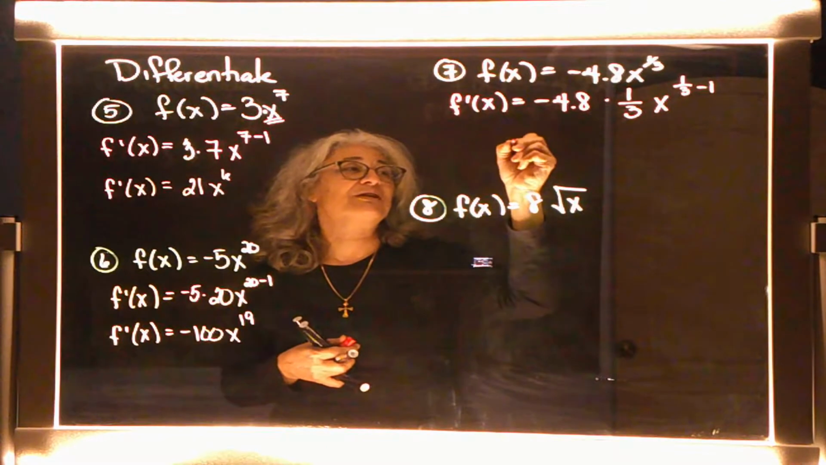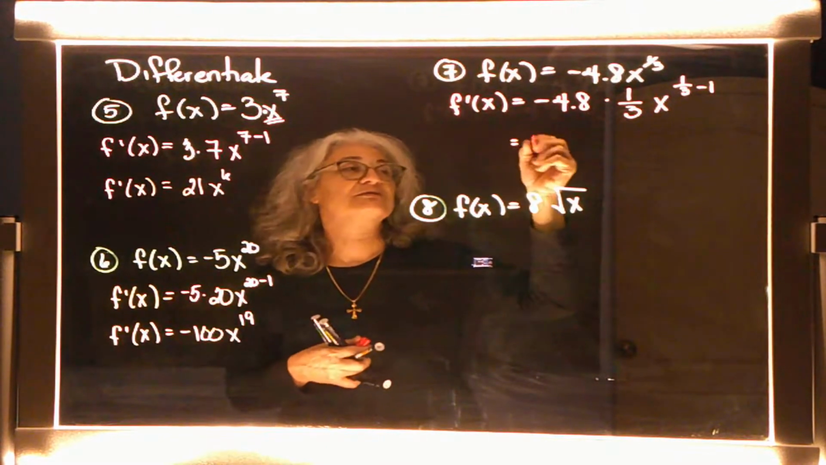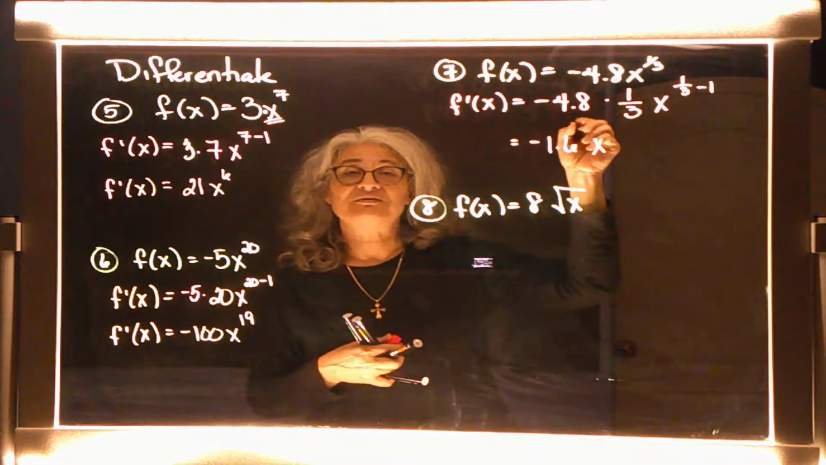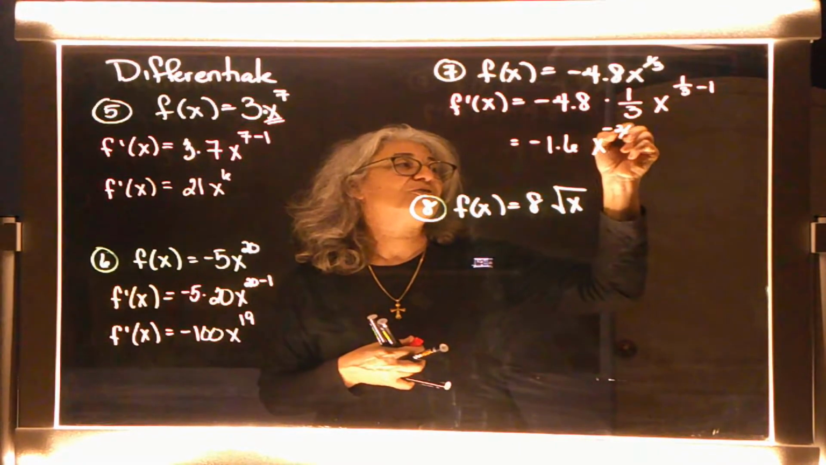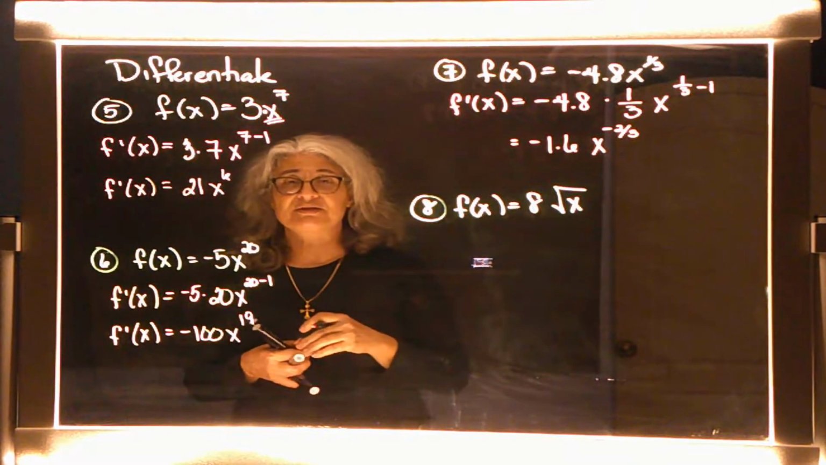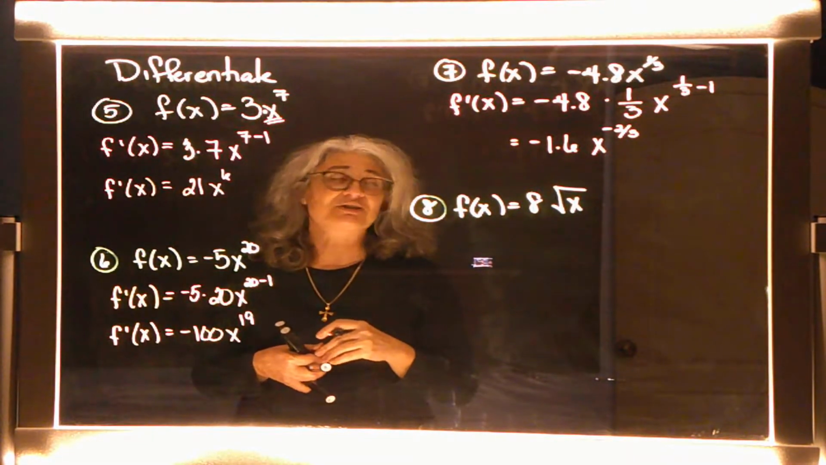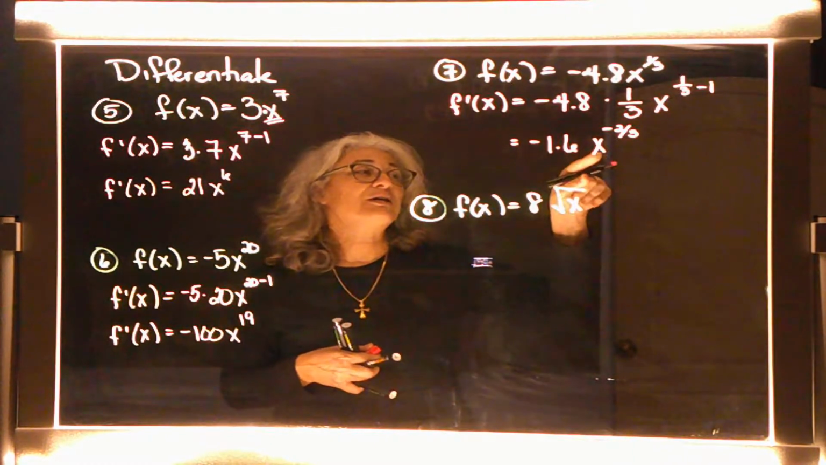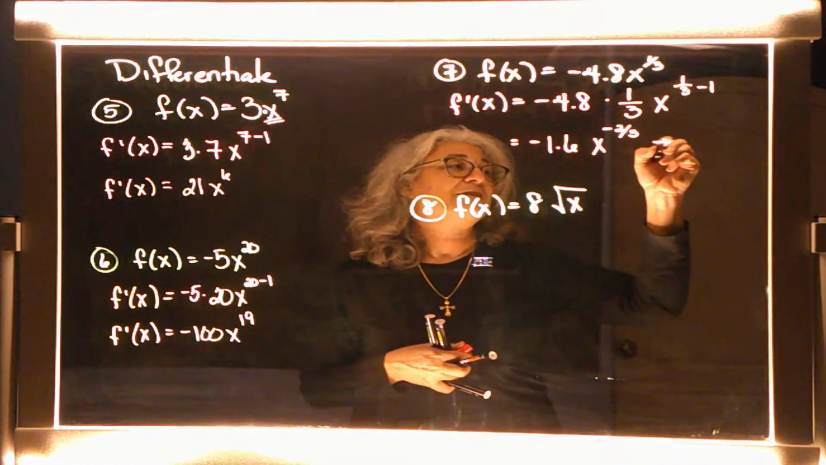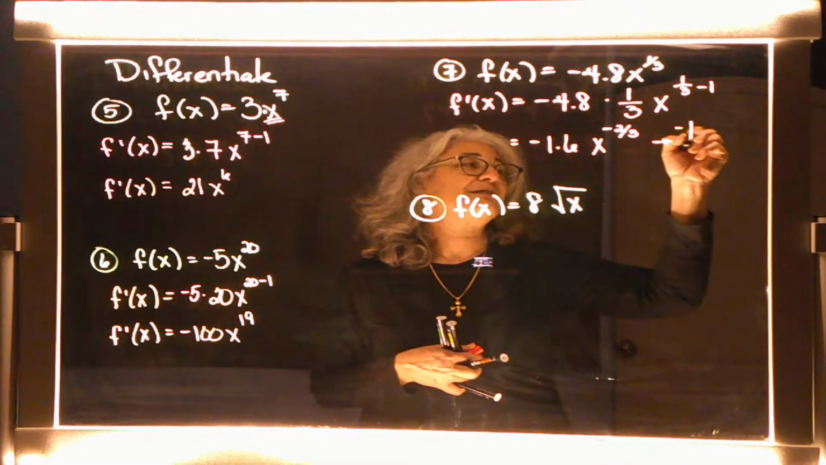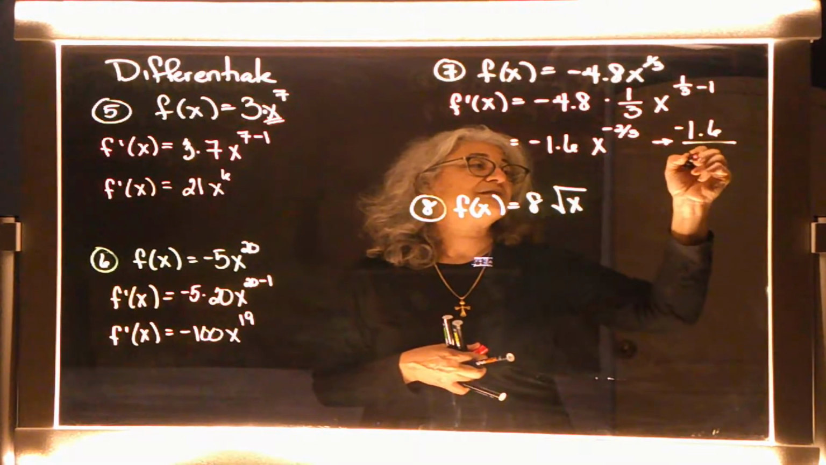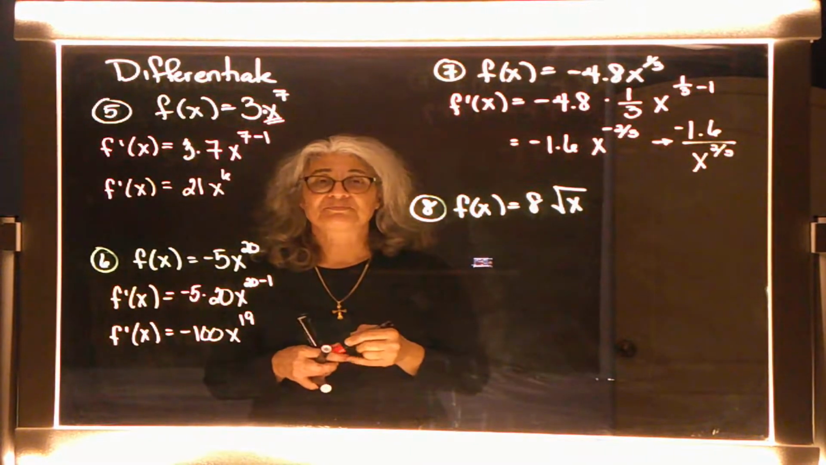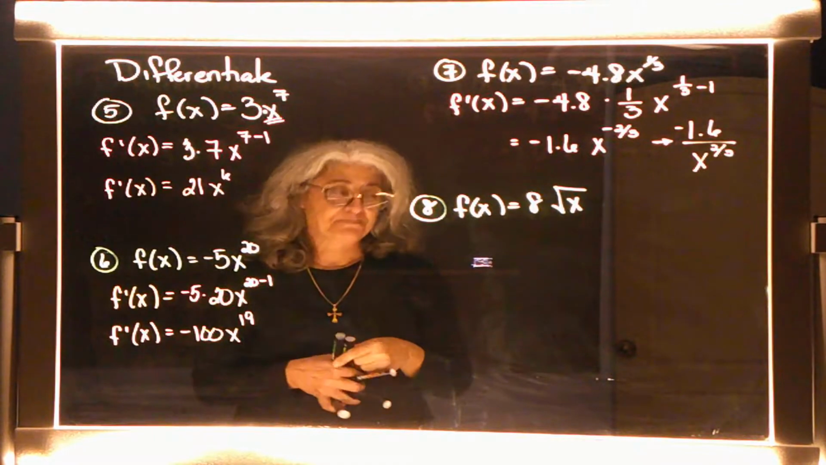I know some of you guys have your calculators out. What'd you get? Good. Negative 1.6 x to the power of negative 2/3. That's a third minus 1. I sure hope you didn't use your calculator to figure out negative 2/3. By the way, if they don't want any negative exponents, this can be written as negative 1.6 over x to the positive 2/3. Cool? Okay.